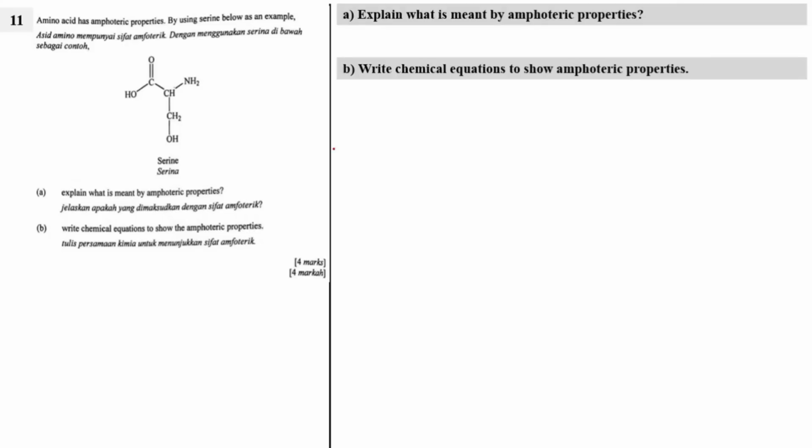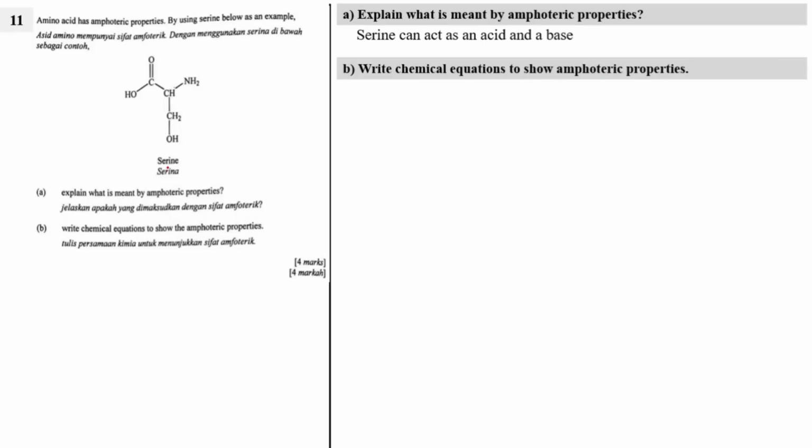So for question 11, the amino acid has amphoteric properties. By using serine below as an example, explain what is meant by the amphoteric properties. So amphoteric properties means that the amino acid, which is the serine, can act as an acid as well as a base. So we can put that explanation here. And then we need to write the chemical equation to show the amphoteric properties.